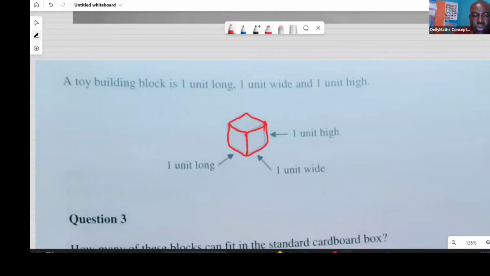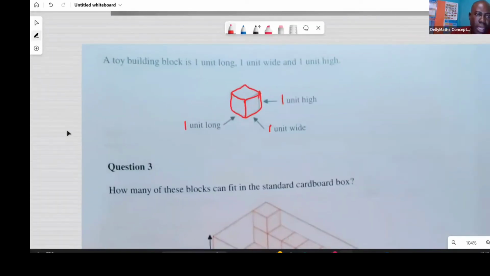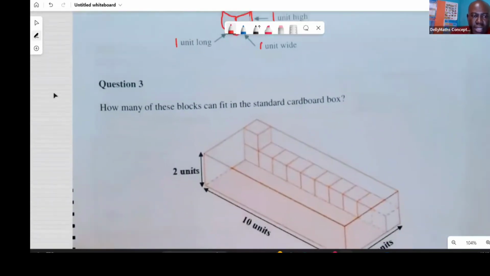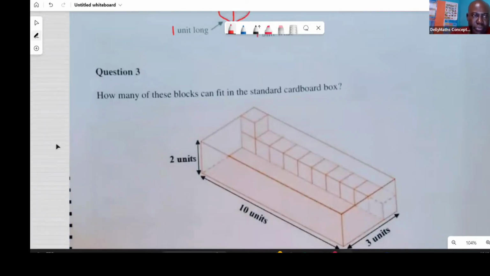All right, so that's the cube, and it is a 1 by 1 by 1 unit. So what do we want to do? These are the toy building blocks, right? So the question says, how many of the blocks can fit in the standard box?